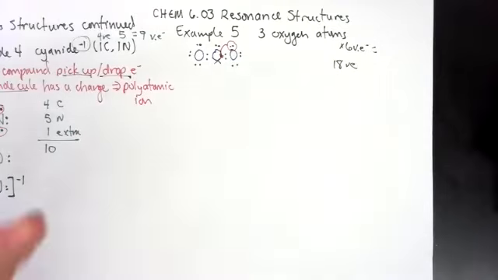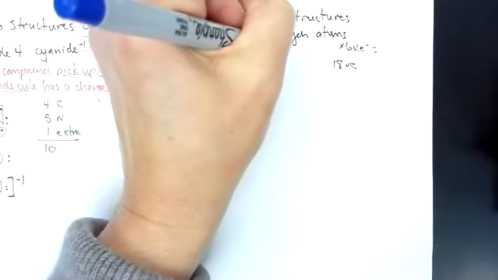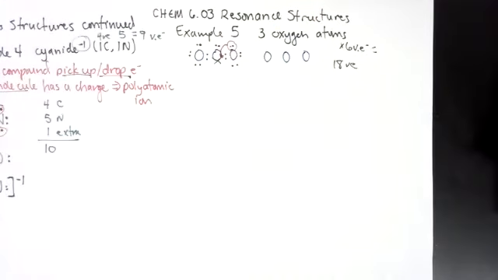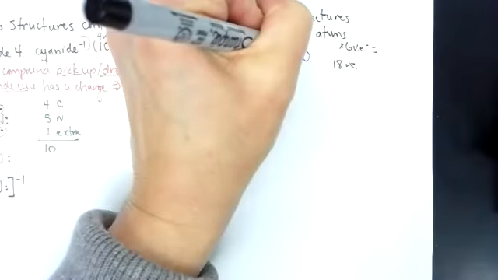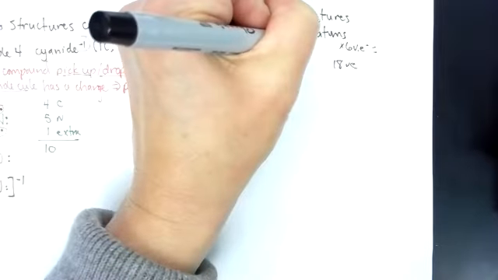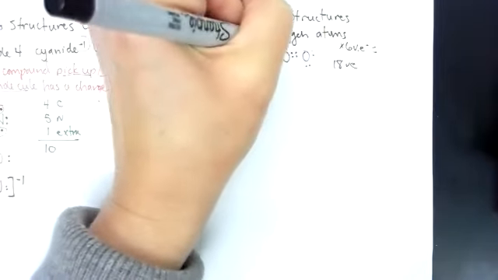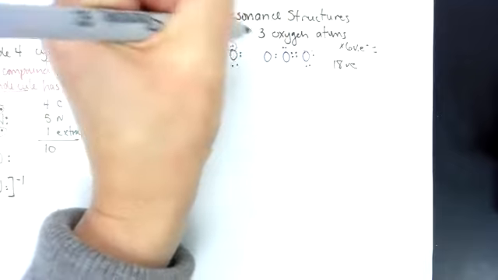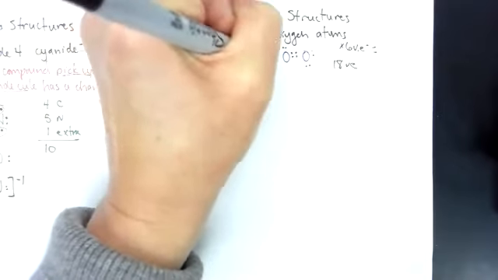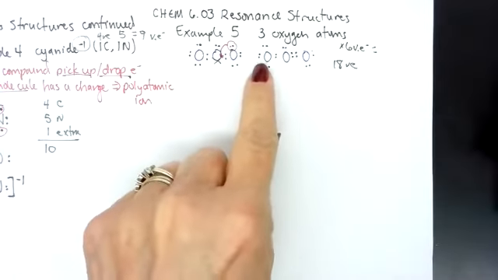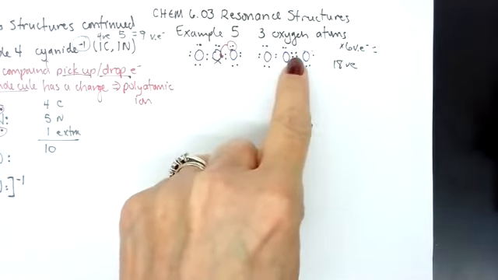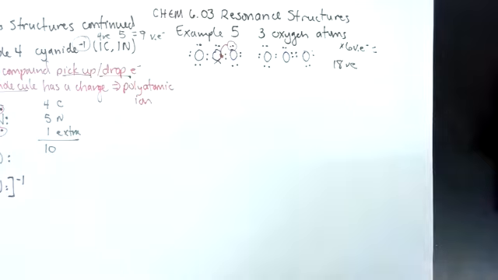So let's redraw. I'll share 2 pairs here, and then that'll leave me with pairs here. I've got a pair up top, I've got a pair here. Okay, so total electron check: 2, 4, 6, 8, 10, 12, 14, 16, 18. That's good. Now I need to do an octet check.